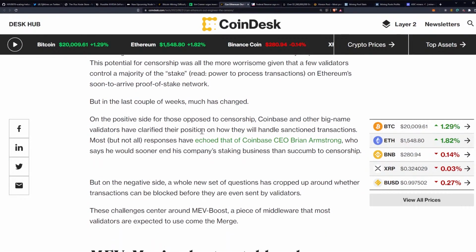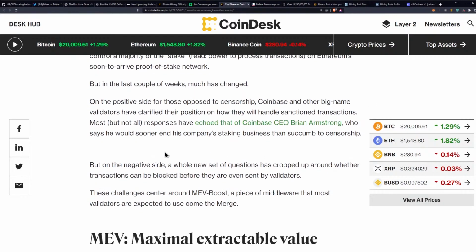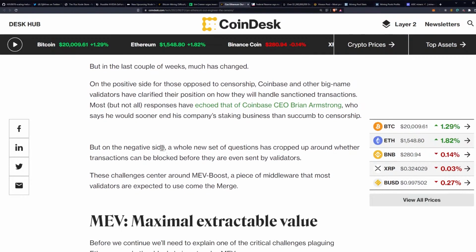On the positive side, for those opposed to censorship, Coinbase and other big name validators have clarified their position on how they will handle sanctioned transactions. Most, but not all respondents have echoed that of Coinbase CEO Brian Armstrong, who said he would sooner end his company's staking business than succumb to censorship.